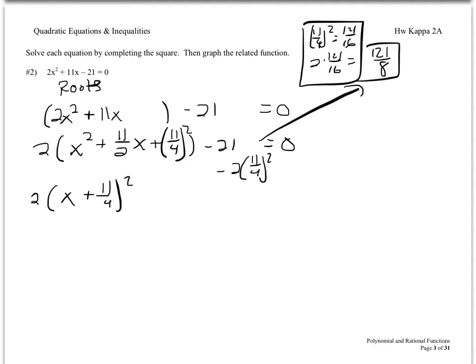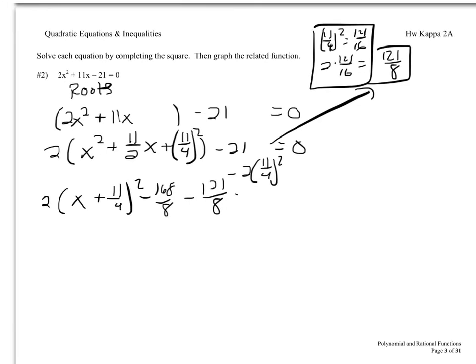Since that denominator is an 8, I'm going to want to change this minus 21 that I have here to have a common denominator. So I multiply the top and bottom of 21 by 8. I get a 168 over 8. Now I can combine these because they have common denominators. This whole thing is equal to 0. So I get 2 times the sum of x and 11 fourths squared. 168 negative and 121 negative together is minus 289 over 8.